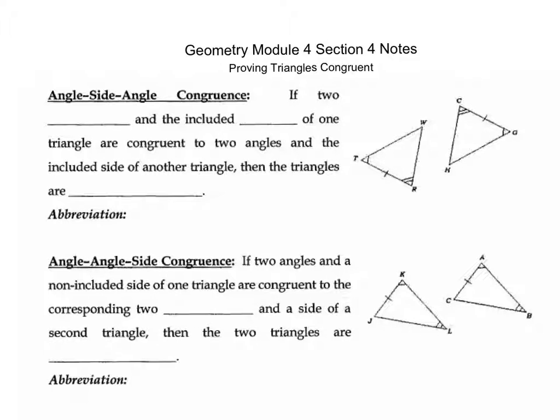In section 4, we're going to talk about what it means to prove triangles are congruent. So we talked about how triangles are congruent, but there's a way to prove it as well. The first one we're going to talk about is angle-side-angle congruence.